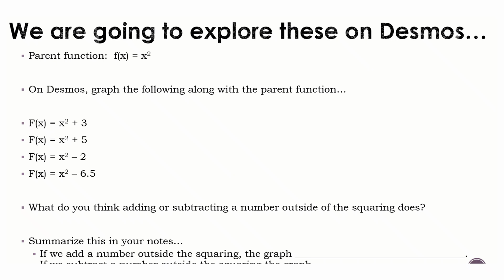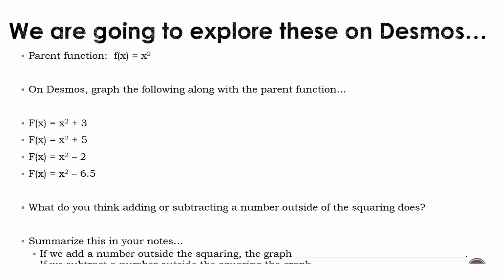All right, now what we're going to do is explore these on Desmos. So the parent function, which was previously defined as the simplest kind of function that you can have in a family of functions. The simplest quadratic function we can have is f of x equals x squared. On Desmos, you're going to graph the parent function plus 3, the parent function plus 5, the parent function minus 2 and minus 6.5.